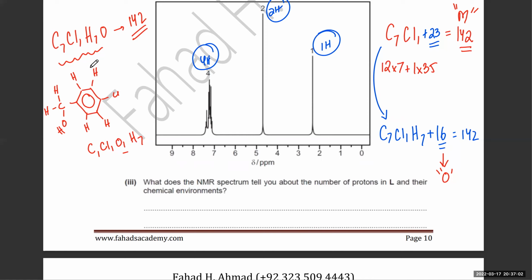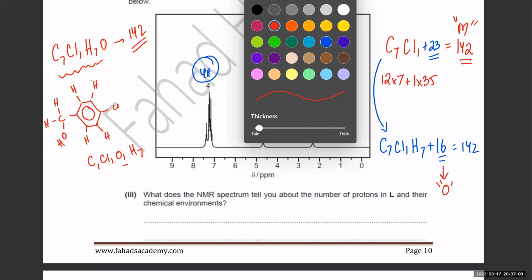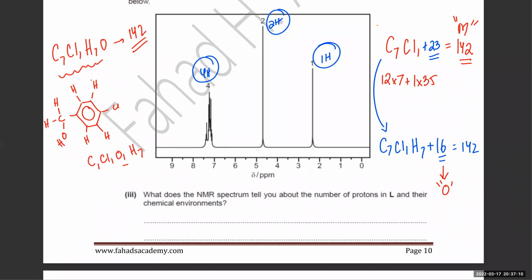Does it have 3 environments? It does have 3 environments. If you look carefully, it's got 3 exact environments, because there's an OH hydrogen, there is this CH2 hydrogen, and there are 4 hydrogens that belong to benzene. Is that clear? So the environment matches this.